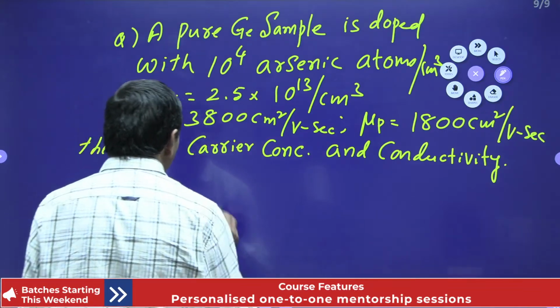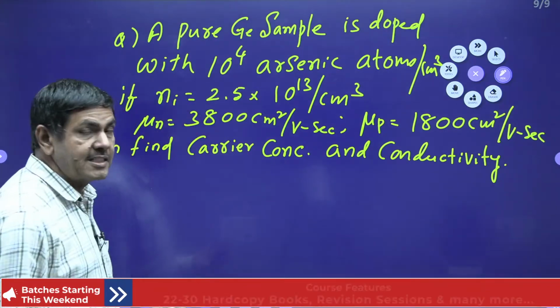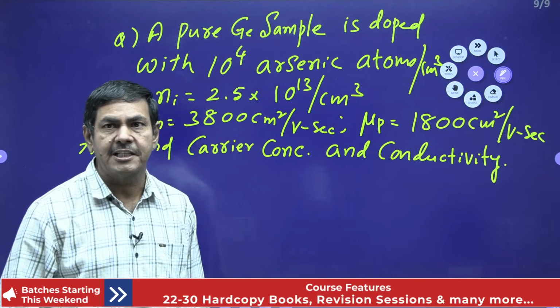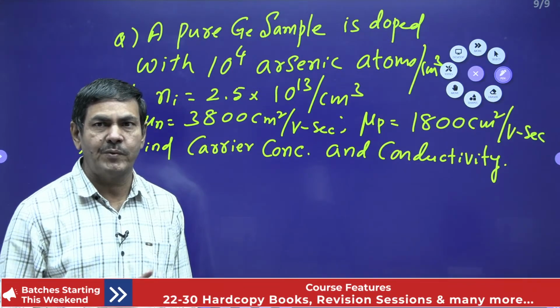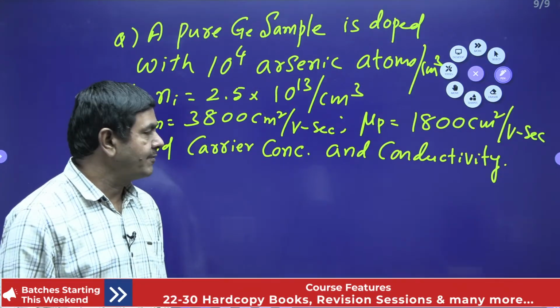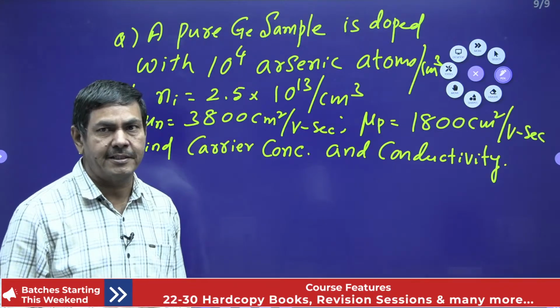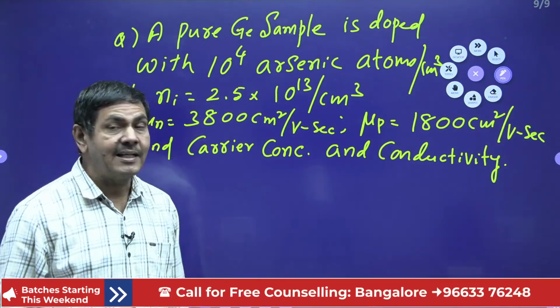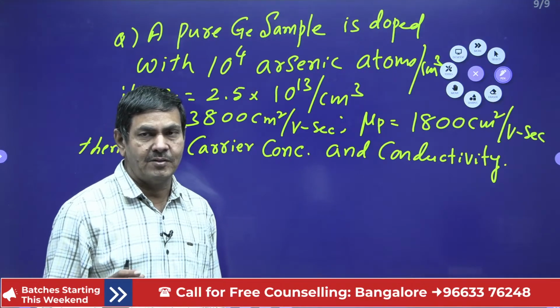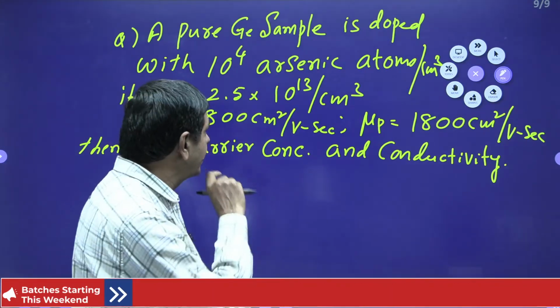Carrier concentration is required, which means the concentration of electrons and the concentration of holes are both required. Both we have to calculate. We should not be satisfied with only one of them. And conductivity is also asked here. But how the formula is applied, you watch.